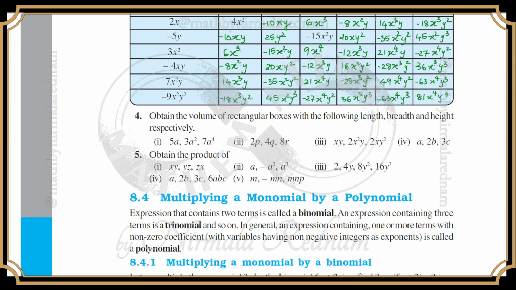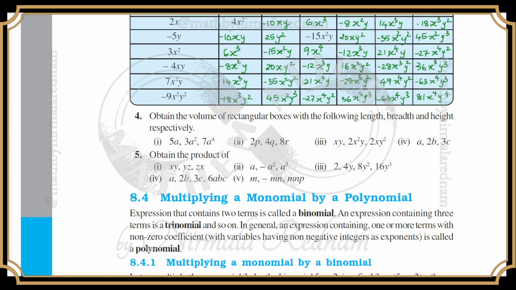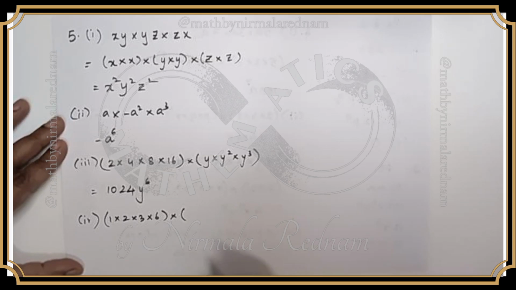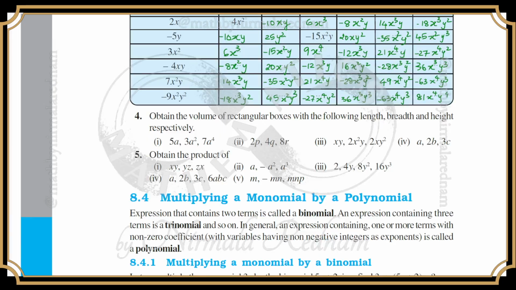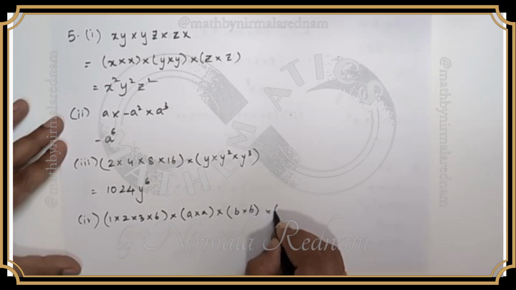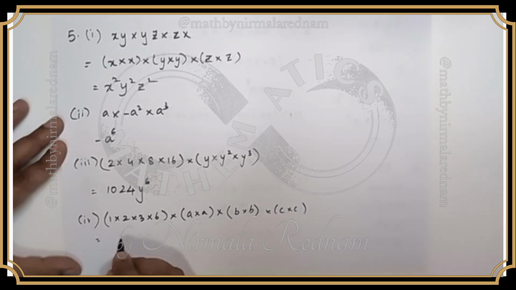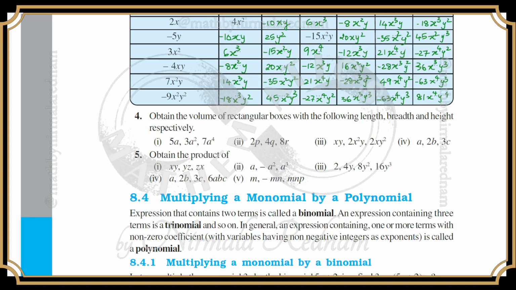Next, I have a, 2b, 3c, 6abc. I'm directly going to write the coefficient as 1 into 2 into 3 into 6. Right? And then let's look at the like terms. I have 2 a's and how many b's do I have? 2 b's and then 2 c's. This is nothing but 36 a square b square c square. So this is the final answer for this question.